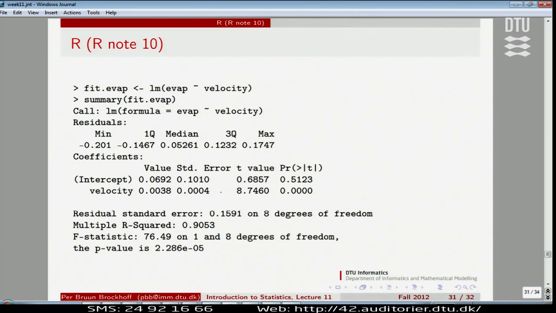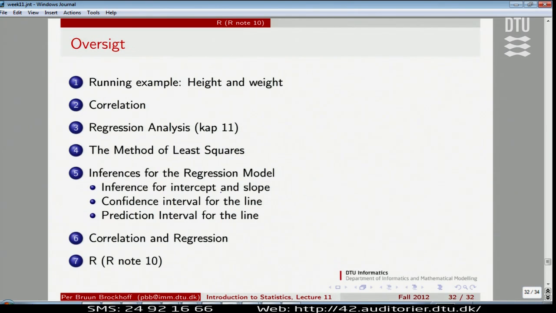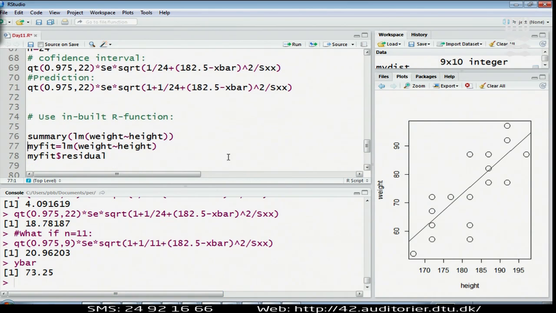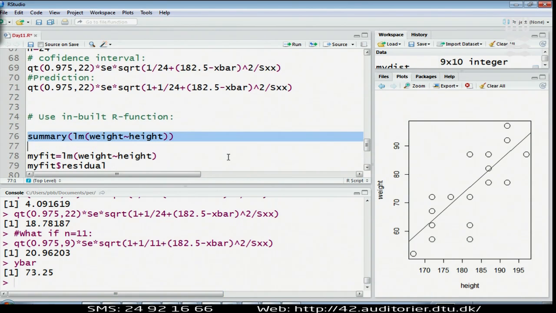5 minutes more on R. I brought a slide, not so interesting. Let's look instead on what we have done already. The main thing to add, of course, is the following, that we don't have to do sort of hand calculations by R. Everything is built in, of course, in a function.